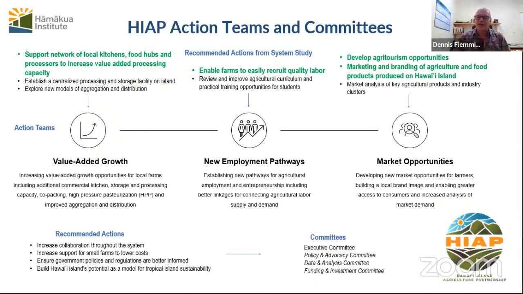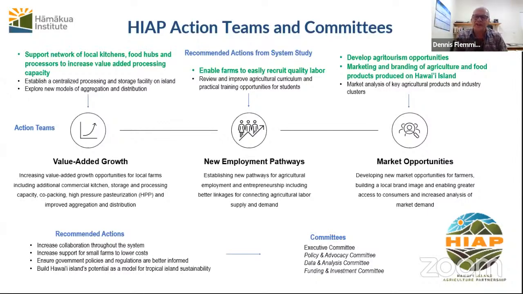So now we're putting together a grant application that, we don't know whether we'll get it, but can actually cover everything that we have, all the recommended actions that have been put into the system study. So HIAP's action teams now, particularly with an October 19th deadline for this grant application, are full. And we're getting a lot of interest and collaboration. The actions are focused around these three teams: the value-added growth action team, which is focused on increasing value-added processing capacity, both at the local level and at a centralized facility, most likely in Hilo.